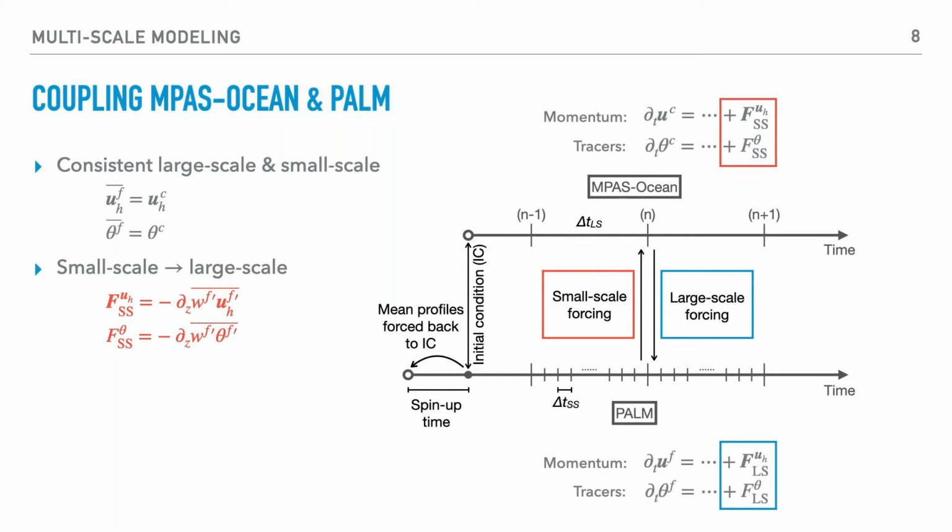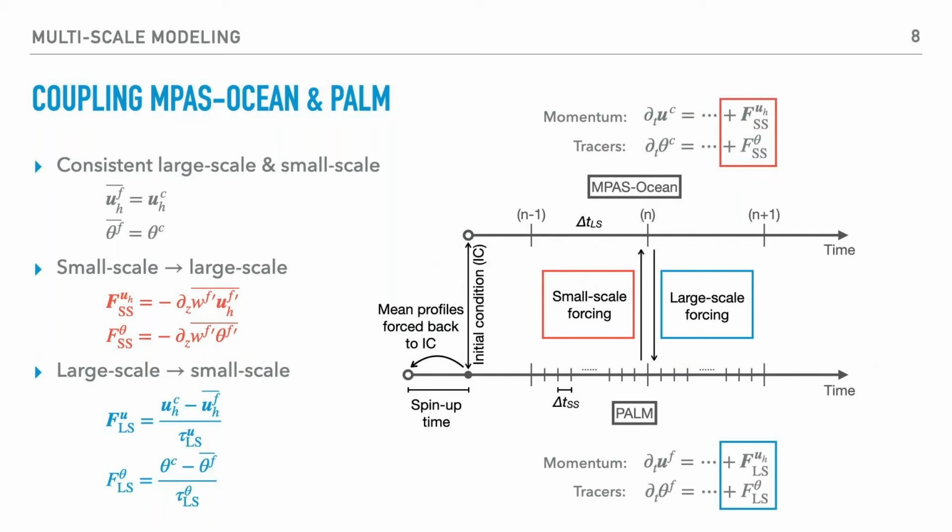So for the small scale forcing, it's straightforward because this basically represents the vertical mixing. So it's the vertical convergence of the fluxes. And for the large scale forcing, we actually have multiple choices. We can choose different processes we want to represent, but to start, I'm going to use a very simple one.